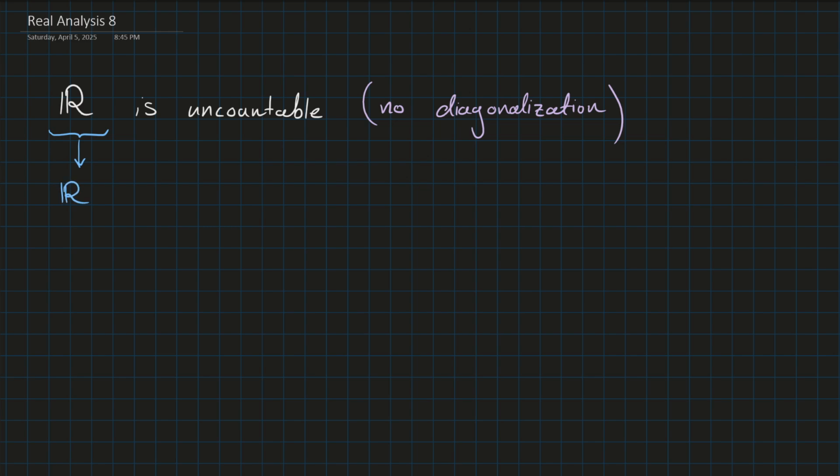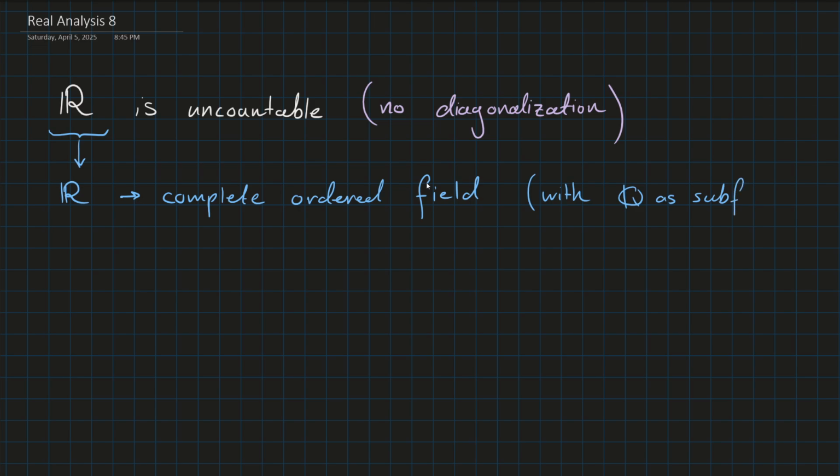R is basically the one and only complete ordered field, with Q as a subfield. Now, I feel so stupid, but I always spell field wrong, so I don't want to make a mistake again. So forgive me. Complete ordered field, with Q as a subfield. See, again, I have to check. And so what do all those words mean?